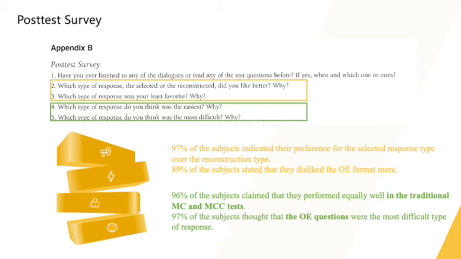96% of the subjects claimed that they performed equally well in the traditional multiple choice and the multiple choice closed tests. 97% of the students thought that the open-ended questions were the most difficult type of response because they perceived themselves to be relatively poor at reconstructing or paraphrasing the absorbed auditory message clearly in a limited period of time, even if it is in their native language. And this is based on the responses to survey questions number 4 and 5.